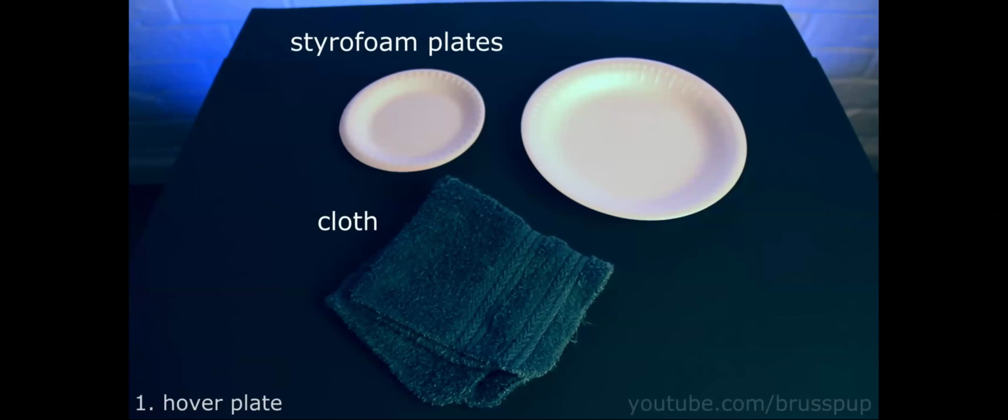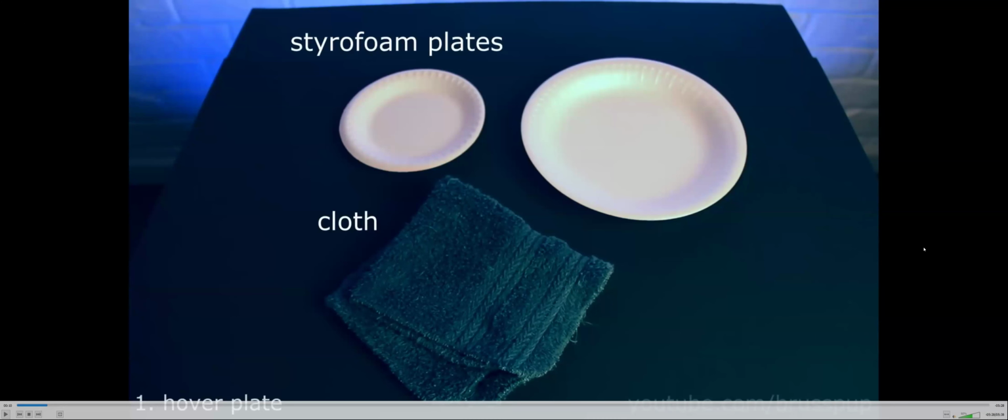Okay, now see. So we have a few things there. You can see them, and then I'll ask you what happened. You try to explain it to me. So we have styrofoam plates. You must have seen these, right? These are the plates where you just eat. So these things can be tried at home. And we got a cloth.